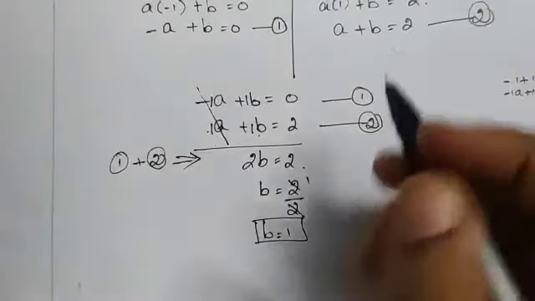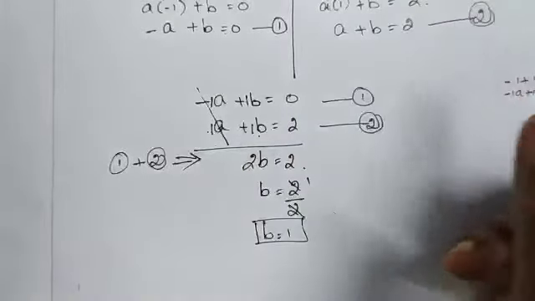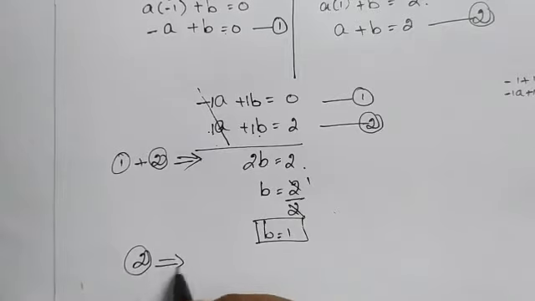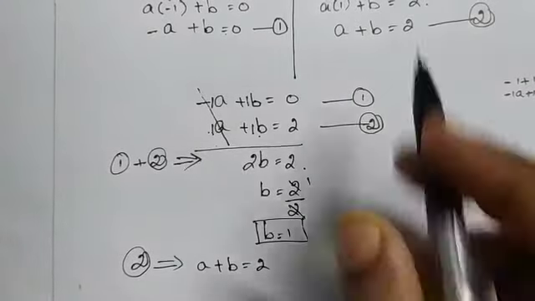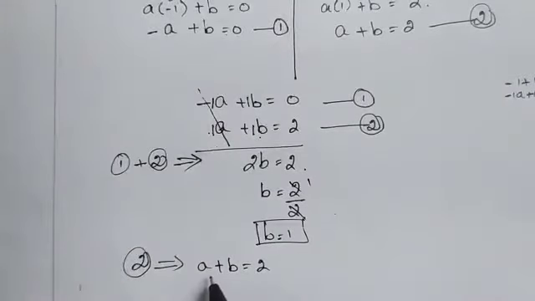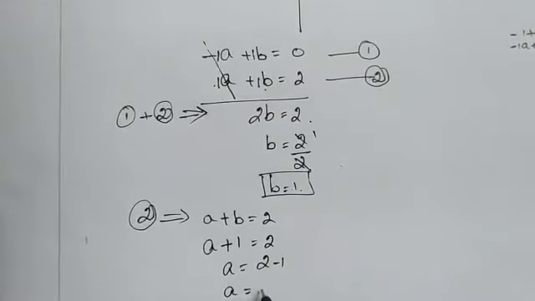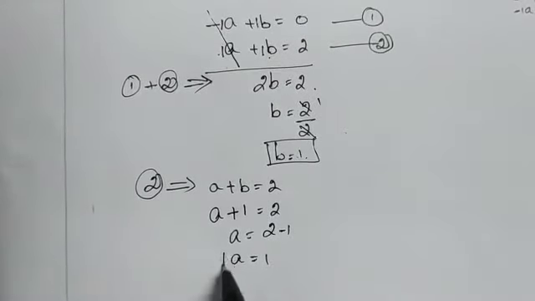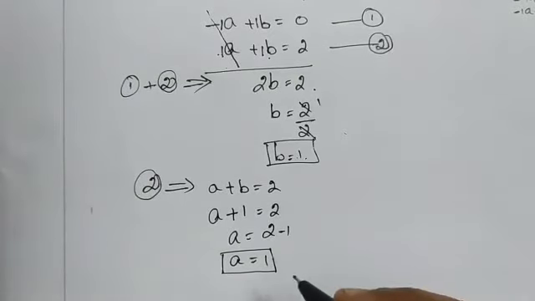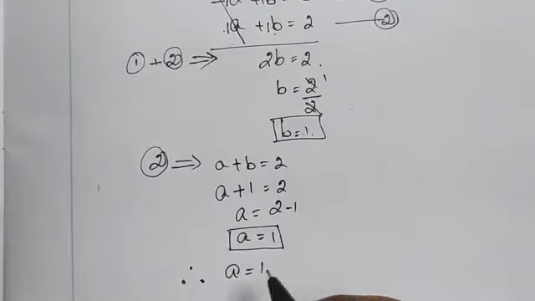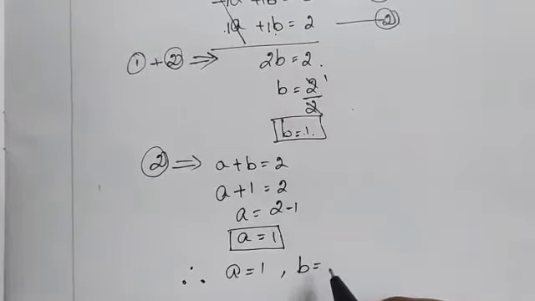Using this, you can find the value of a from equation 1 or 2. Take equation 2. A plus b is equal to 2. In the place of b, you substitute 1. A plus 1 is equal to 2. A is equal to 2 minus 1. A is equal to 1. 2 minus 1 is 1. Therefore, the value of a is 1. Last line. Therefore, a is equal to 1 and b is equal to 1.